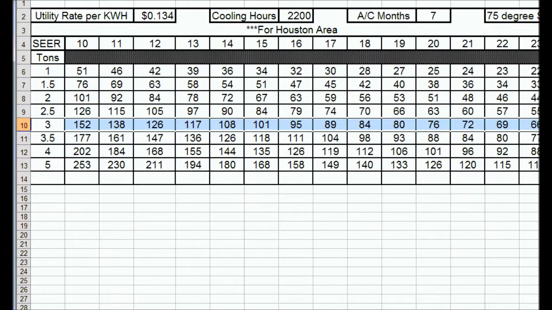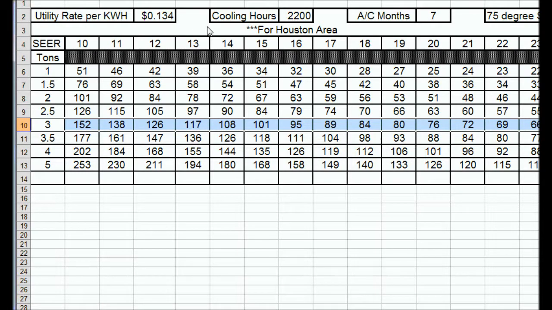And our average utility rate was 13.4. Basically, I just took the 14 cents per kilowatt hour plus the 12.8 cents per kilowatt hour, added them together, came up with 26.8 cents per kilowatt hour, divided that by 2, and that gave me 13.4 cents per kilowatt hour from those previous bills.